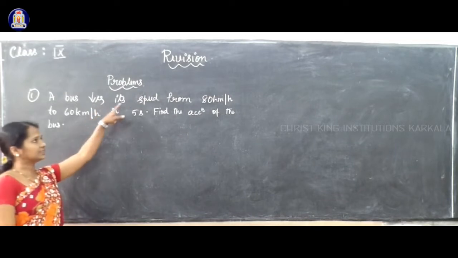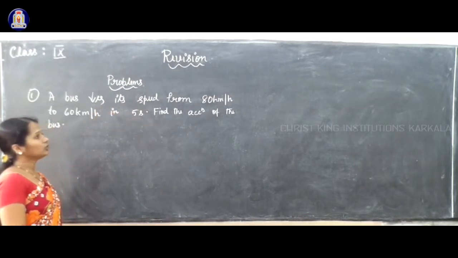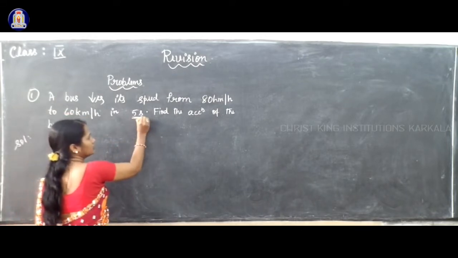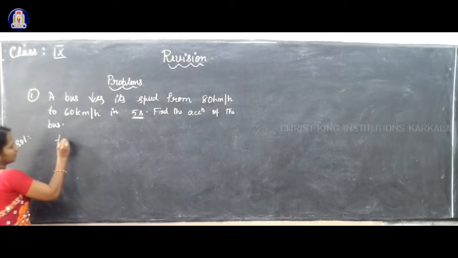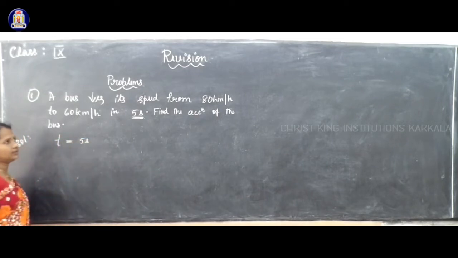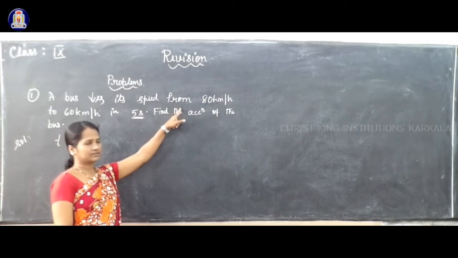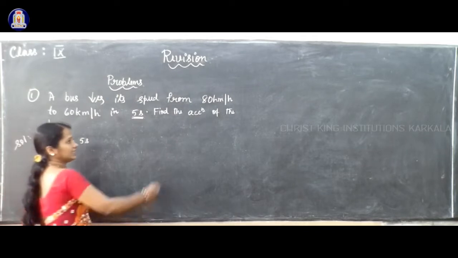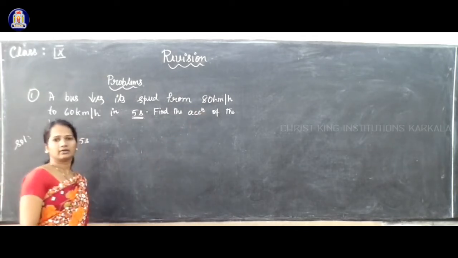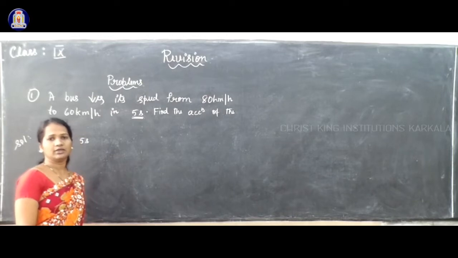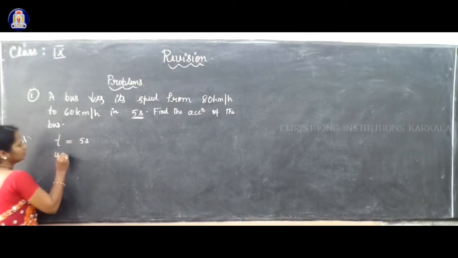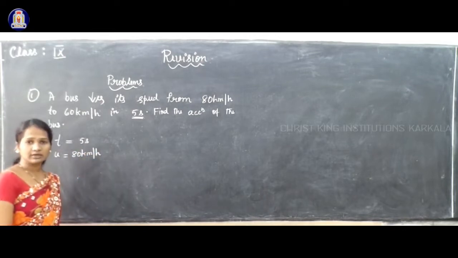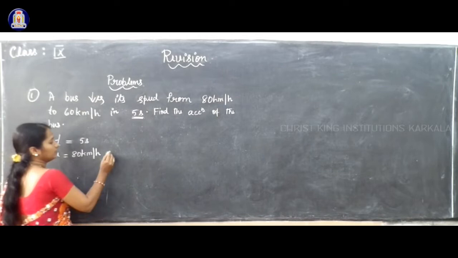Bus decreases its speed from 80 km per hour to 60 km per hour in 5 seconds. So what is this 5 seconds? Given time is equal to 5 seconds. Now speed decreases from 80 km per hour to 60 km per hour. In the sense, initial speed is 80 km per hour. Initial speed we are representing using the letter U, that is 80 km per hour. SI unit is meter per second. So we have to convert to meter per second.